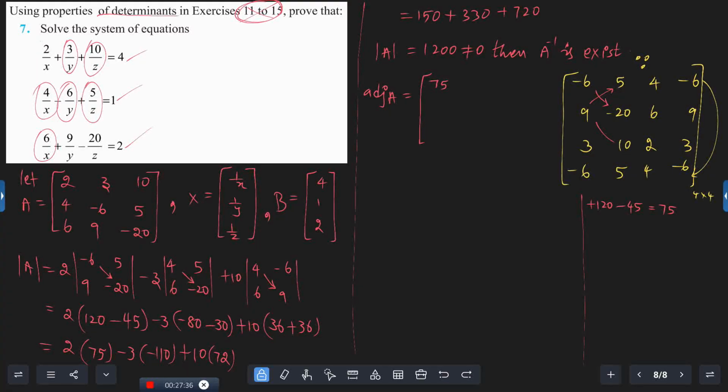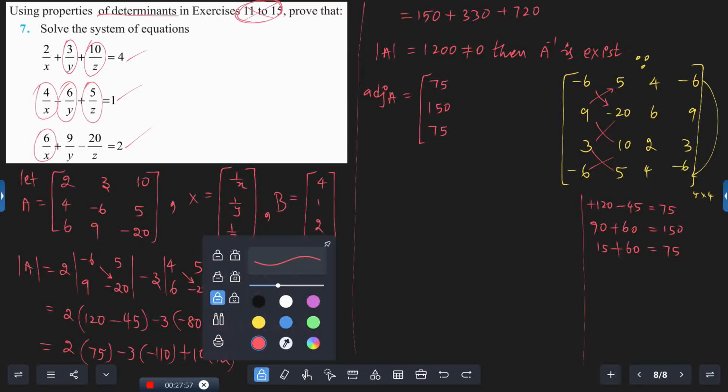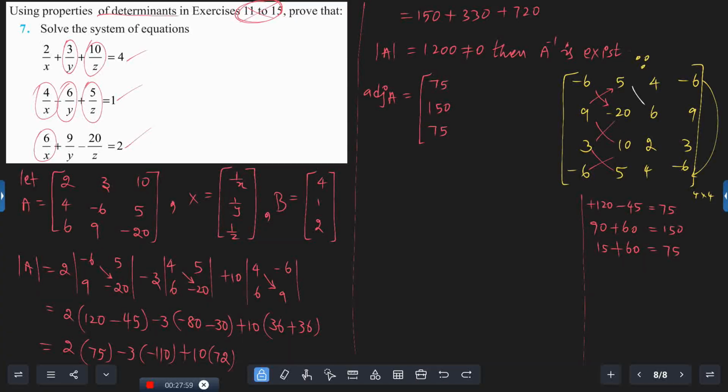Like that, 9 into 10, 90, formula minus 3 2s are 6, minus minus plus 6, 0, which is equal to 150. So mention here 150. So this row will be over. Then 3 5s are 15, formula minus plus 6 into 10, 60, which is equal to 75. So mention here 75.